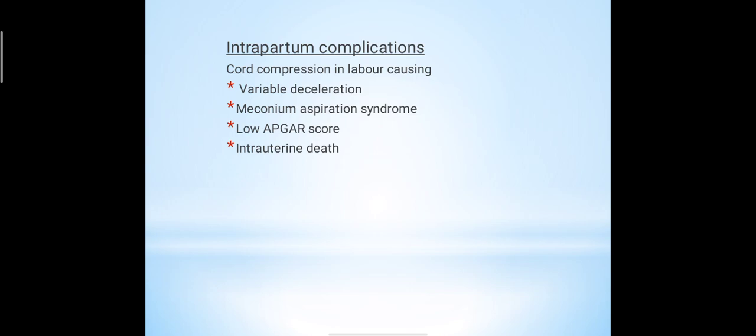And low Apgar score: if the baby is delivered, the baby can be a low Apgar score baby. What is the Apgar score? It is a method or tool to evaluate a newborn baby's health. It consists of 5 things: color, muscle tone, heart rate, respiratory rate, and reflexes. Intrauterine fetal death occurs because of placental hypoxia.